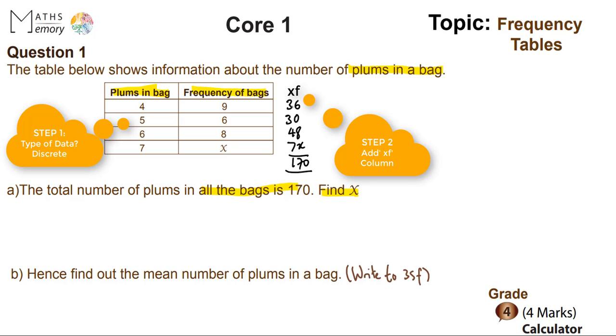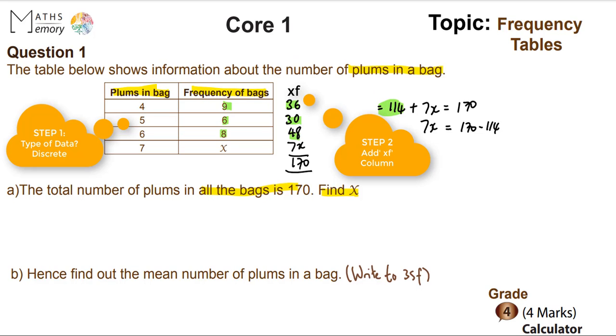Let's add them up together over here. 36 plus 30 plus 48. So we get 114 plus 7x. This has to give us 170. So therefore, 114 plus 7x has got to give us 170. We got the 114 by adding 36, 30 and 48. I didn't really explain that well. So anyway, these numbers give us 114 over here.